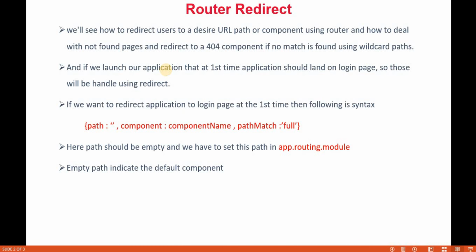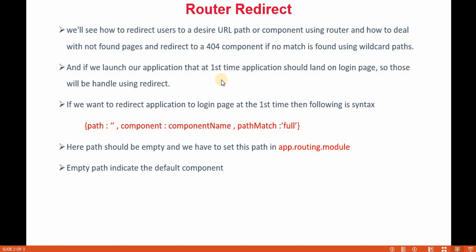Another thing: if a particular page is not found, for example, by mistake we have typed a wrong path and that path does not exist, then we have to show something meaningful, like that the page does not exist. We do that using the wildcard path, which we will understand in the coming video. But in this video, we are going to discuss the router redirect.